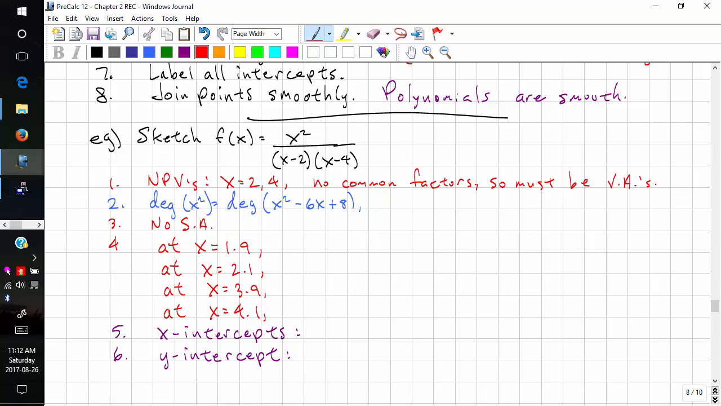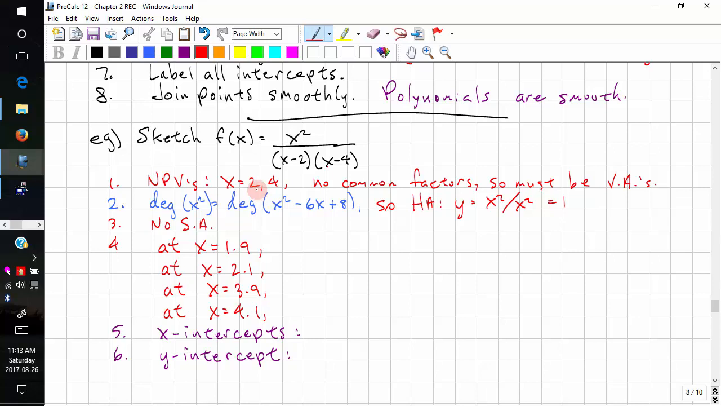The degree of the numerator is 2, and the degree of the denominator is 2. So horizontal asymptote, y equals x squared over x squared, that's 1. Okay, all I did here was expand this, or you could have just done the first term. X times x is x squared. There is no slant asymptote because the degree is equal. It has to be 1 bigger than the denominator.